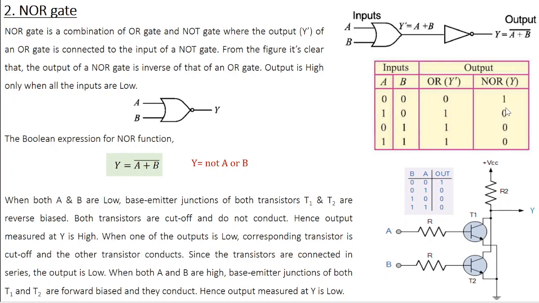This is exactly opposite of the OR gate, right? So the output is high only when all the inputs are low. So this is the truth table of a NOR gate.